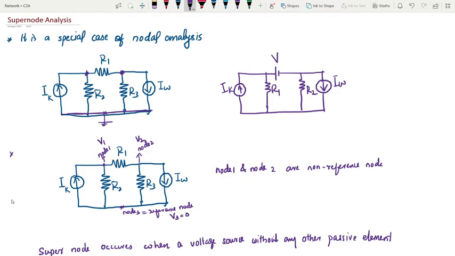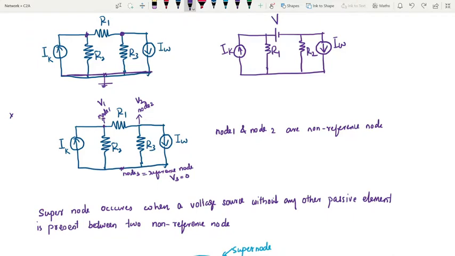So this node is taken as the reference node and its potential is 0. Since it is taken as the reference node, its potential is 0. So we can mark in this manner. It is grounded. Like that we can mark. Node 3 is the reference node. Node 1 and node 2 are non-reference nodes. It is not a reference node.